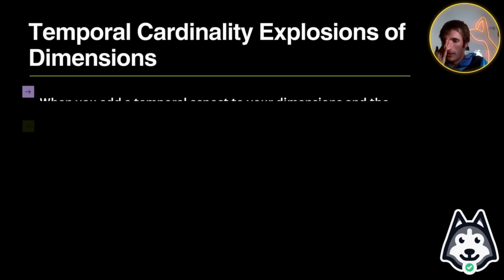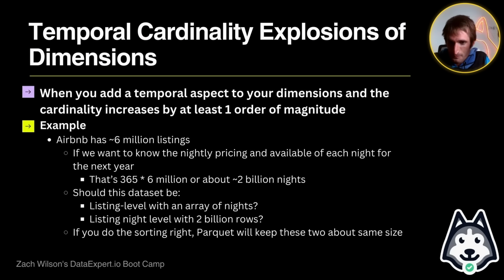Now we can go into a little bit more detail about temporal cardinality explosions of dimensions. This is my definition of it, and I think it's a pretty good one. It's when you add a temporal aspect to your dimensions and the cardinality increases by at least one order of magnitude. So in this case, Airbnb, 6 million listings. If you want to know the price and availability of each night for the next year, you get 2 billion nights. And then you have to ask the question, should the data set be at the listing level with an array of nights, or should it be at the listing night level with 2 billion rows?